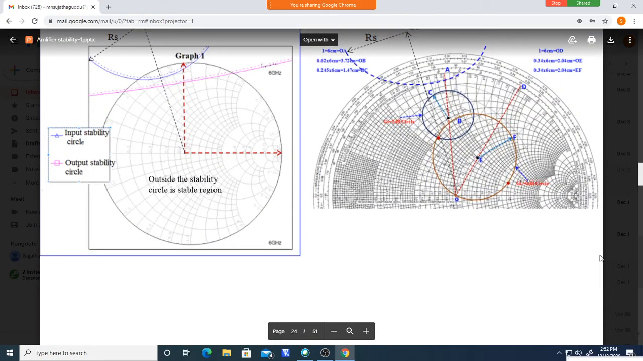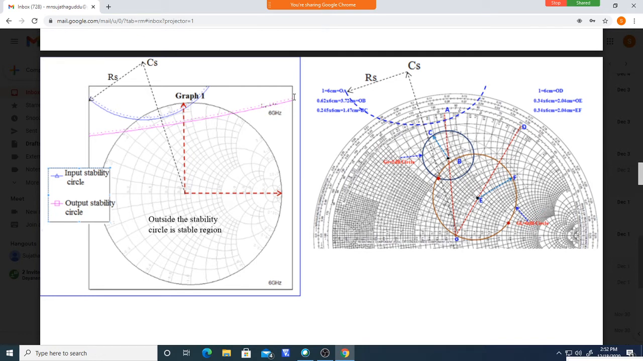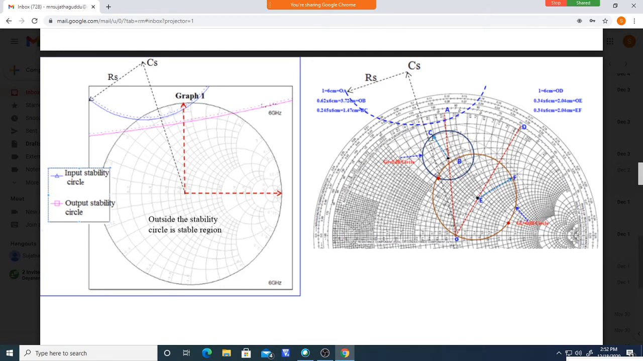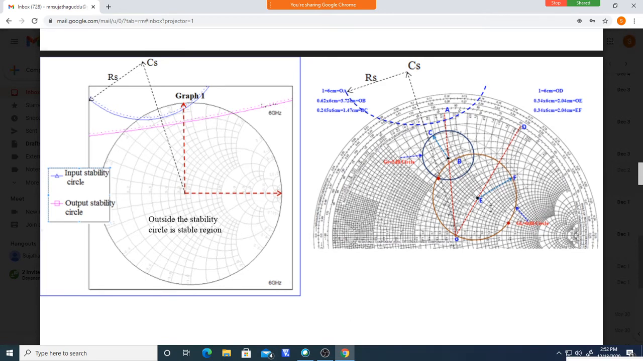So like this, these are stability circles. See, this is a stability circle, this is a stability circle, to find out a region of stability. Inside this red circle you should not take values, but you can take all the values that lie here. Next, after finding stability, these are the gain circles. This is the input gain circle, this is the output gain circle.